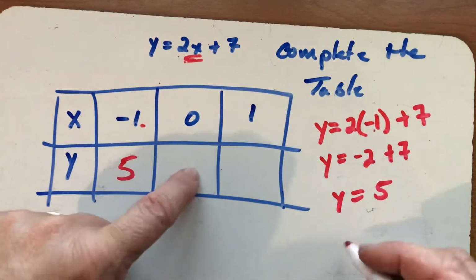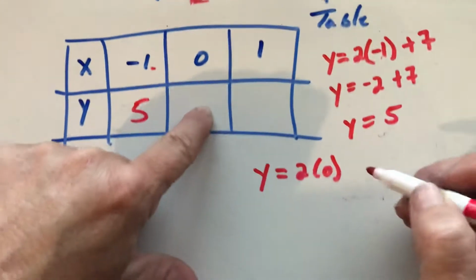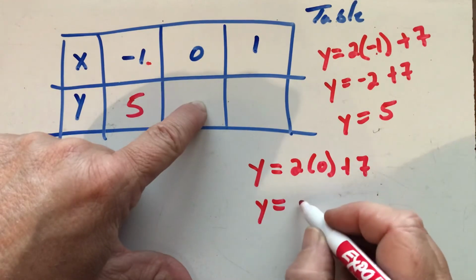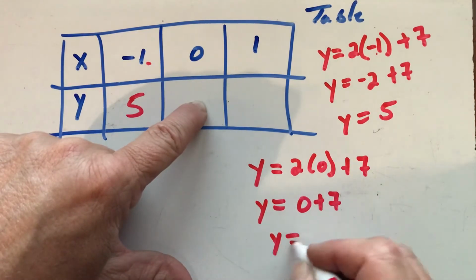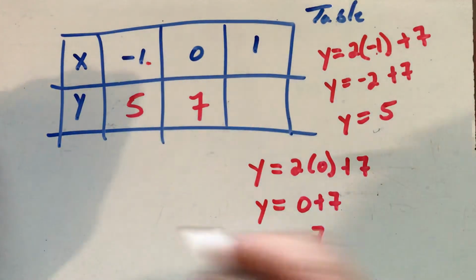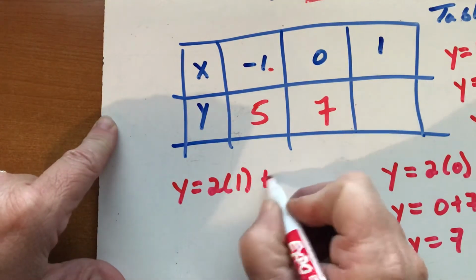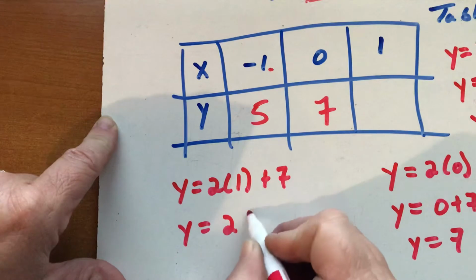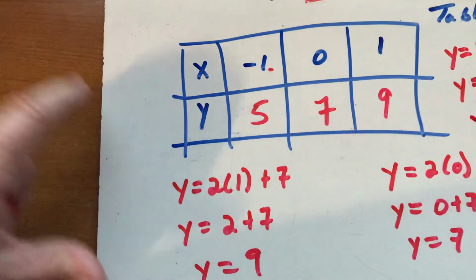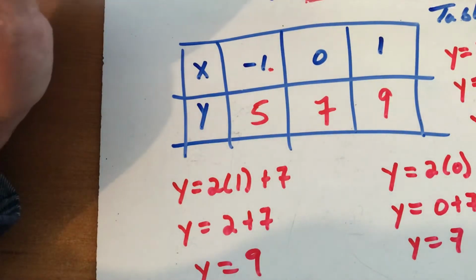Okay, then you do it again for 0. You start all over. Y equals 2 times 0 plus 7. Okay, so we know that 2 times 0 is 0. So 0 plus 7. So y equals 7. Okay, and then one more time over here. Y equals 2 times 1 plus 7. So y equals 2 plus 7. Y equals 9. Okay, so that's what filling out the tables are for you.